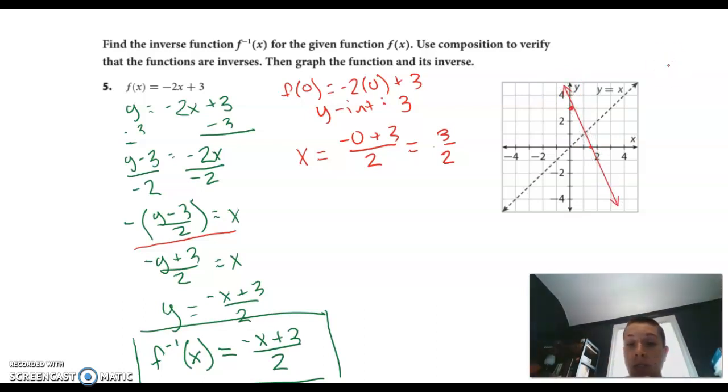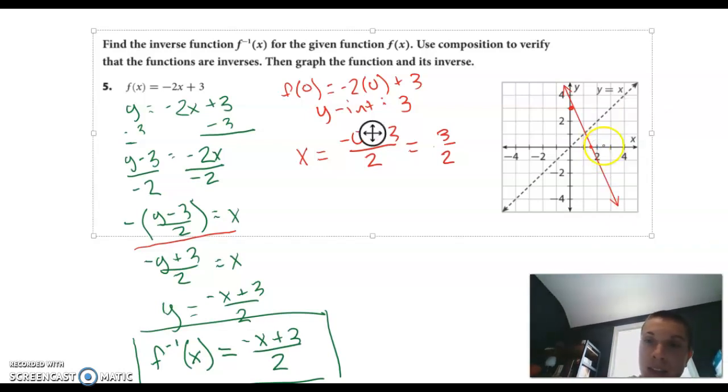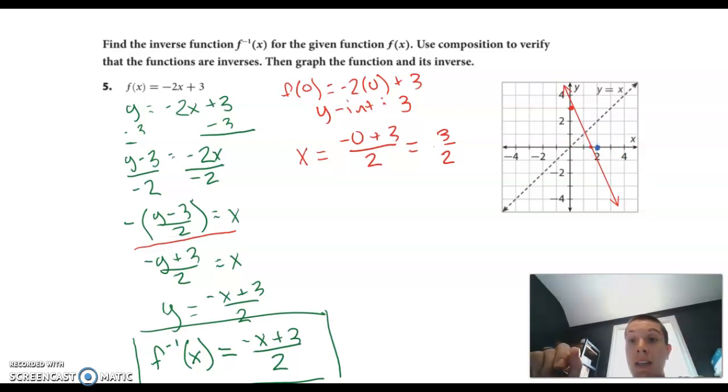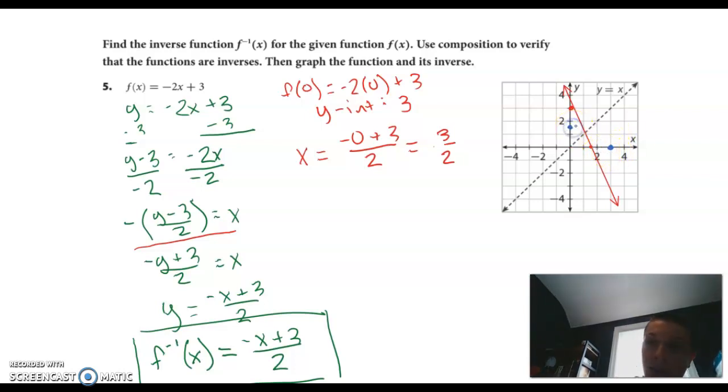Now, we just have to do the same thing for our inverse function. So remember that an inverse function is basically a reflection of our original function over the y equals x line. So what we can do here is simply flip our intercepts. So instead of our y-intercept being 3, our x-intercept is now 3. And instead of our x-intercept being 1.5, our y-intercept is 1.5. Oops, I put that at 2, didn't I?